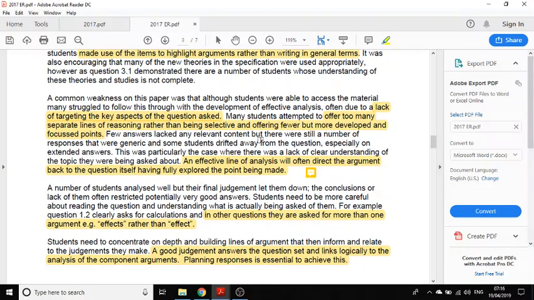I thought I read somewhere, it says somewhere in here about its quality rather than the quantity of points. The final sentence of this paragraph says, an effective line of analysis will often direct the argument back to the question itself, having fully explored the point being made. In other words, at the end of each paragraph, you should be linking back to the question. So it's really, really obvious how your paragraph is relevant to the question.